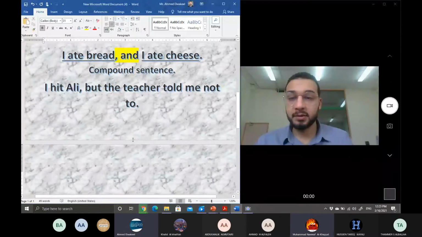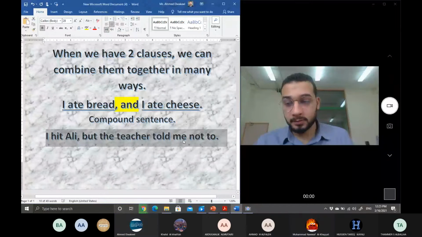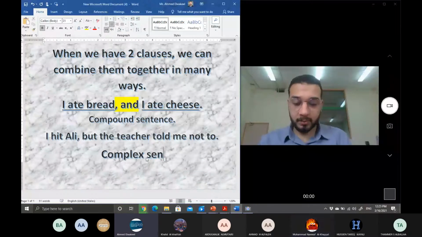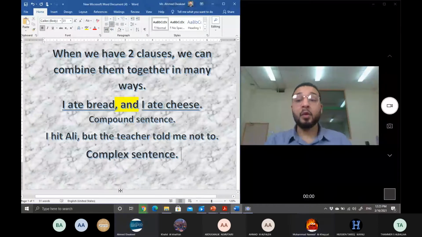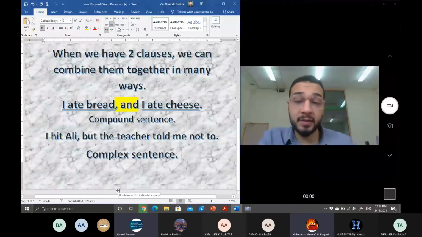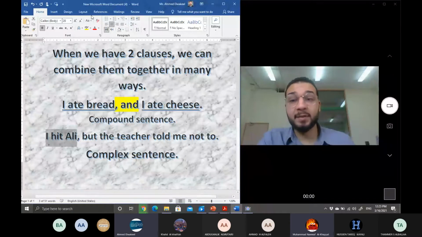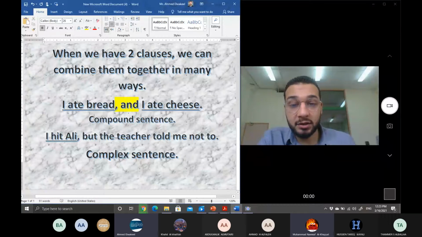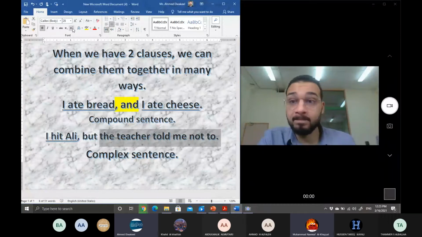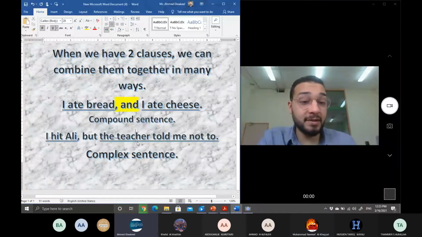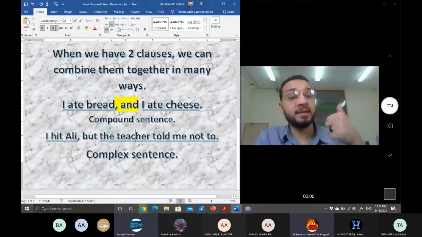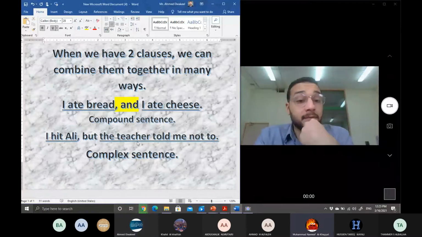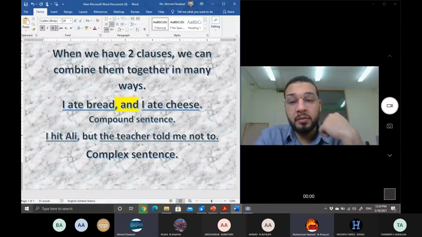Complex. Why? It has dependent and independent. Where is the independent? Where is the dependent? I hit Ali is independent, but the teacher told me not to is dependent. Why is it dependent? Because you can't say it alone. It's an incomplete idea, it's not full. Do you agree with Muhammad, guys?